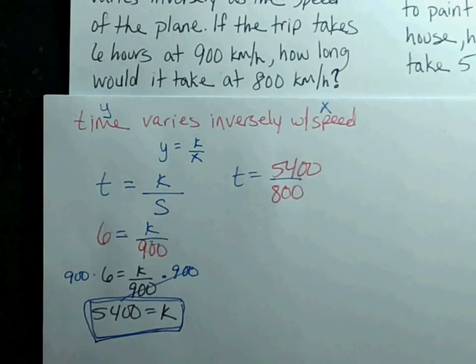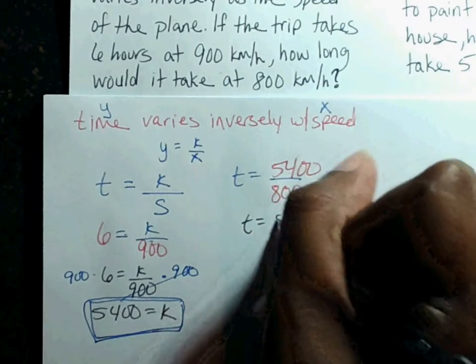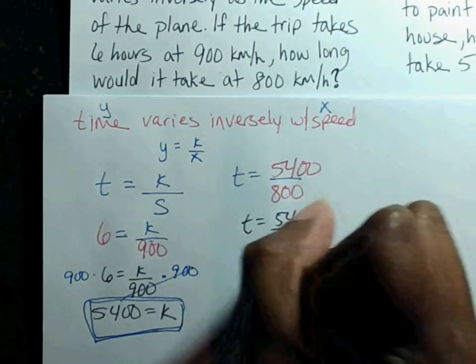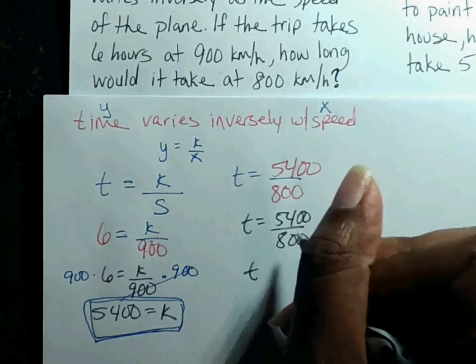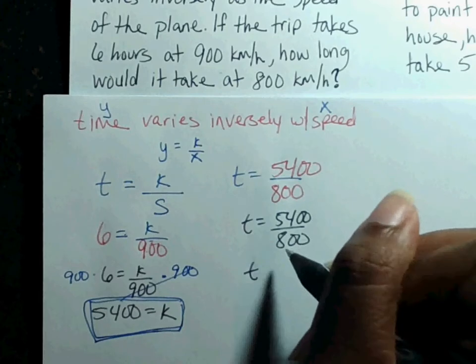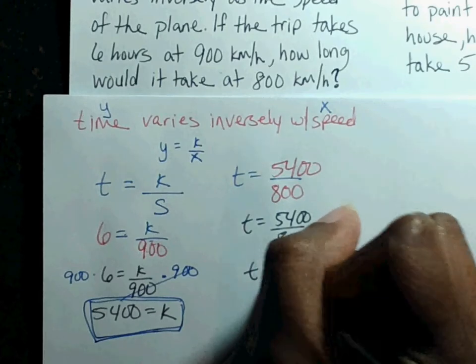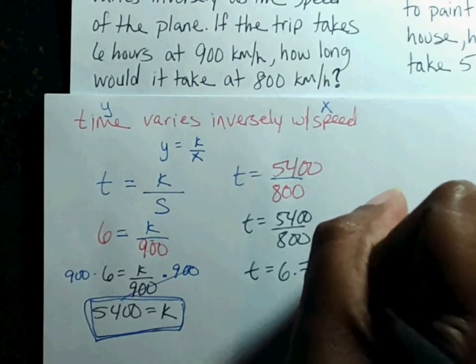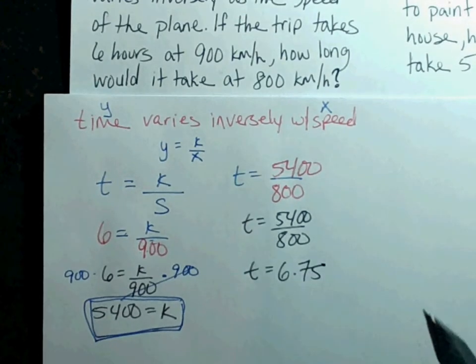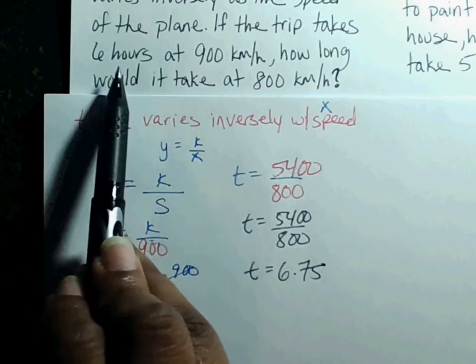Guys, this is like the easiest math ever. 540. Why do I keep saying 540? I don't know. 5,400 divided by 800. 6.75. Time is 6.75. You have to tell me the units. What is time being measured in this word problem?